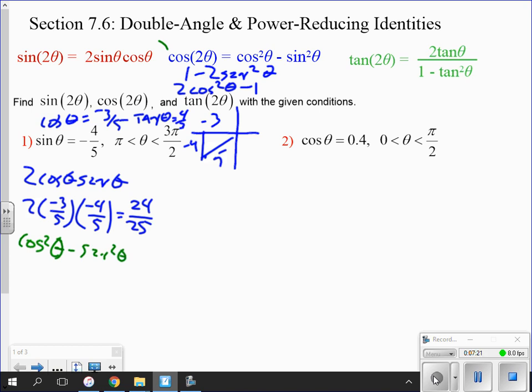Which means that I have -3/5 squared minus -4/5 squared, which means I have 9/25 minus 16/25, which means that I get -7/25. Sorry, not 17, 16. That should be 7, not 8. Minus 7, my bad. Square of the cosine minus square of the sine.